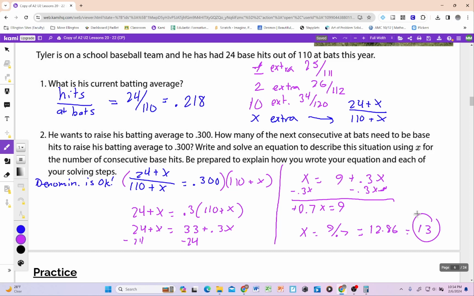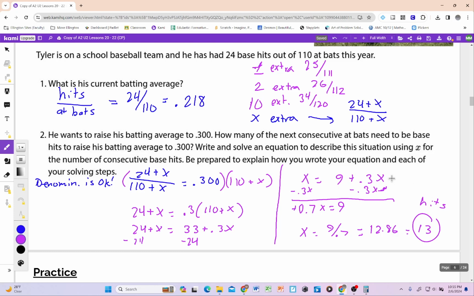In most cases of functions like this, we will round up. Even when the decimals are less than 0.5, you'll see that oftentimes we're going to round up, because rounding down will be a situation where we haven't quite reached our goal. So we're going to need 13 hits, probably less than you thought, right?